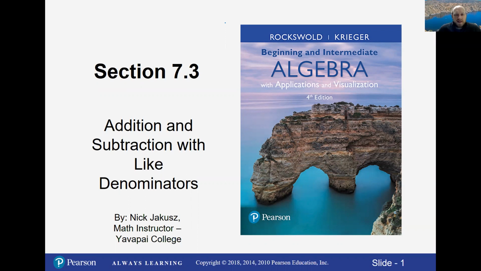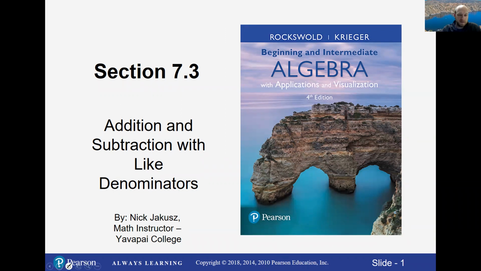We're going to go through section 7.3 today, addition and subtraction of rational expressions with like denominators. We introduced rational expressions in 7.1. We then multiplied and divided in 7.2, and now we're going to start addition and subtraction. All the problems in this section will have a common denominator, so you won't have to find one or make one as we will in section 7.4.